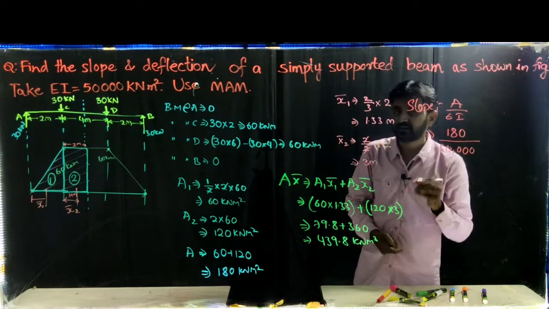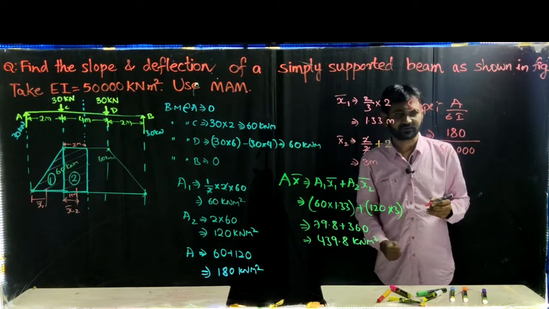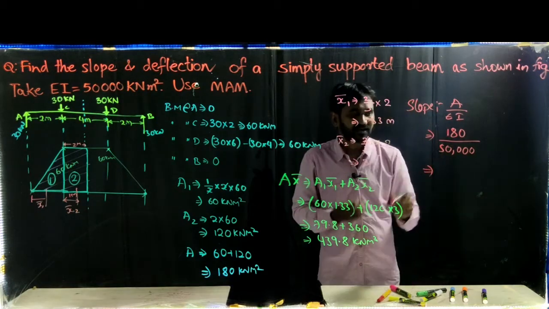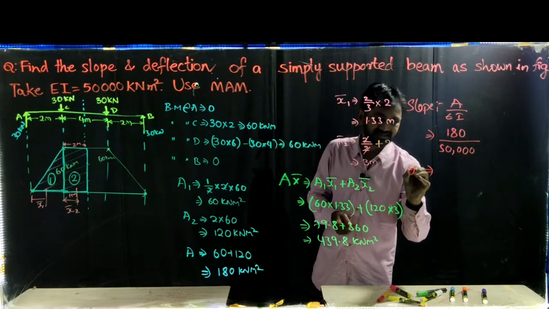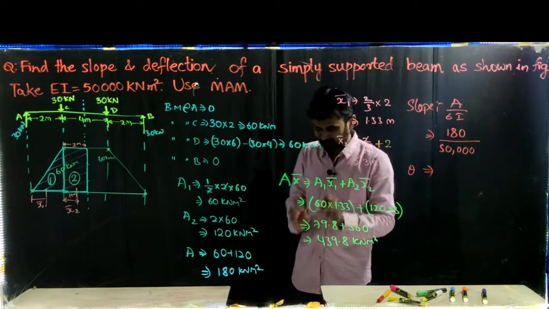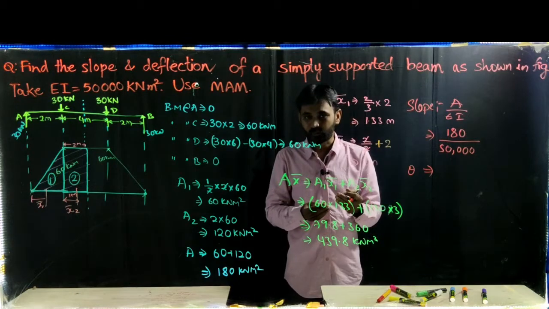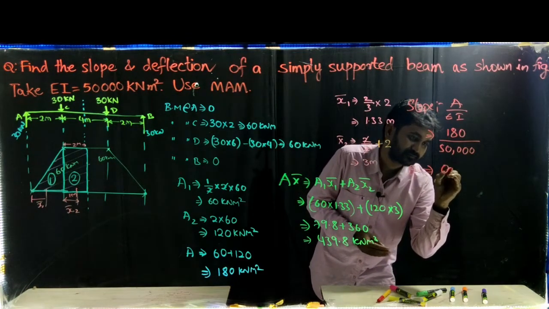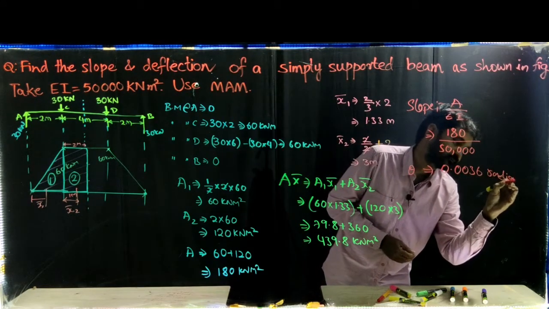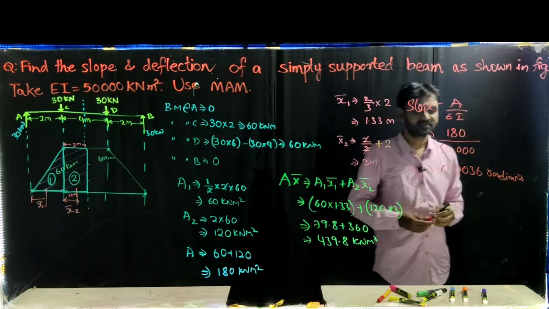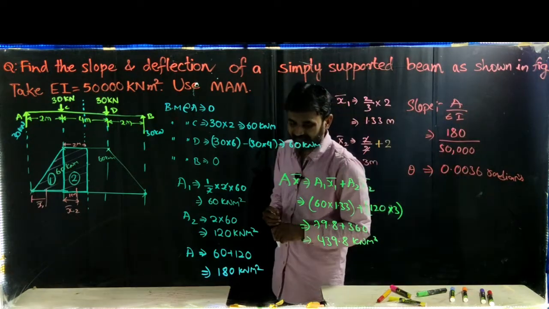In the previous problem it was given in mm. In this problem it is in kilonewton per meters, and this is also in kilonewton per meters. So after calculating, you will get the value of slope, which we call theta. Theta values are always in radians. The value of theta will be 180 by 50,000, in the sense 0.0036 radians.